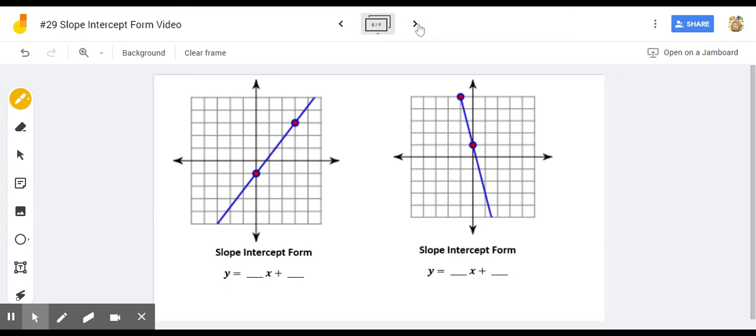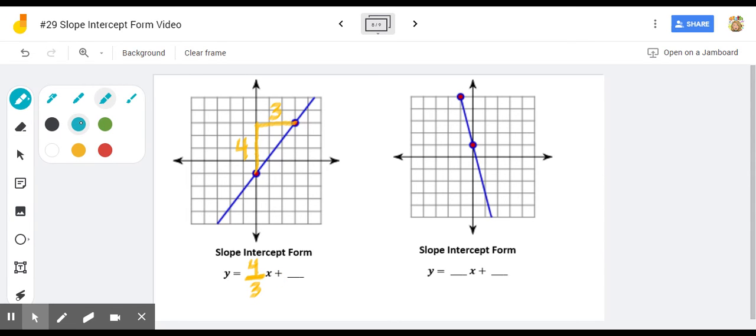So what happens if we give you a graph? How could you find me the slope-intercept form? Well, remember, I need number 1, a slope, and we need the y-intercept. So what is the slope between the 2 points? Well, let's see how much we rise and how much we run. So in this first graph, we went up 4 and we ran 3. So our slope is 4 over 3x.